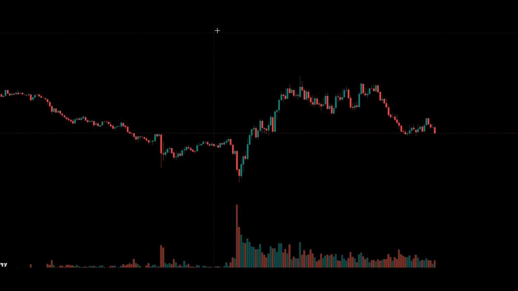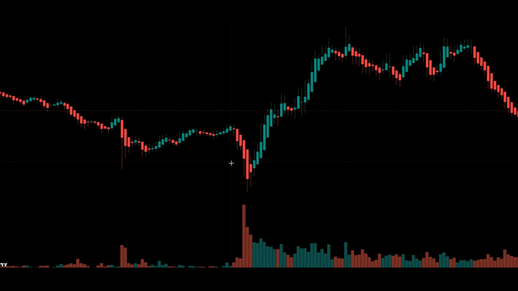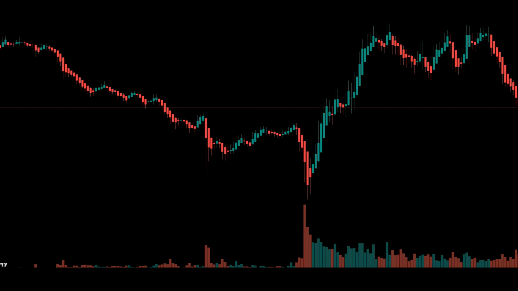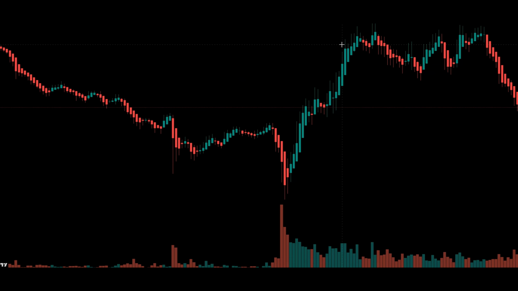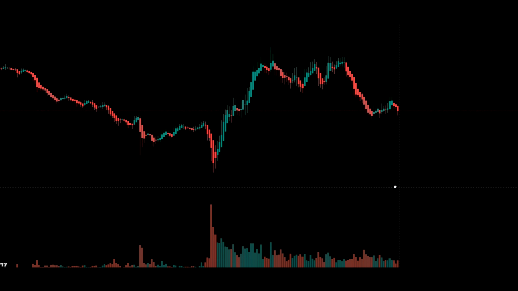I like the Heikin-Ashi because it shows me momentum shifts. What do I mean by a momentum shift? Well, this is coming down, and then this shifts green and pushes up. Momentum shift. That's it. It's as simple as that. And then you get a pullback right here, and then it pushes up again. It's that simple. But how do you actually trade this?